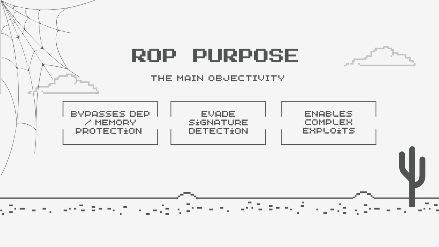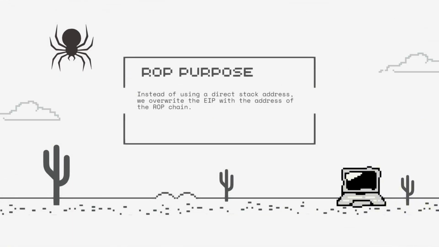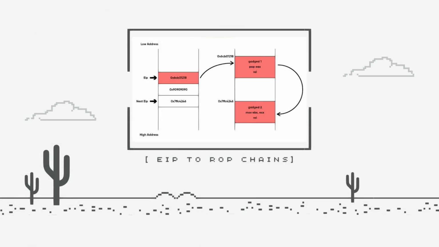Third, enabling complex exploits. ROP is Turing-complete, meaning you can perform any computation. This allows attackers to build sophisticated exploit chains that can disable security features, escalate privileges, or establish persistence. The key innovation here, and this is crucial, instead of using a direct stack address pointing to injected code, we overwrite the instruction pointer with the address of our ROP chain. The ROP chain consists entirely of addresses pointing to legitimate code already in memory.